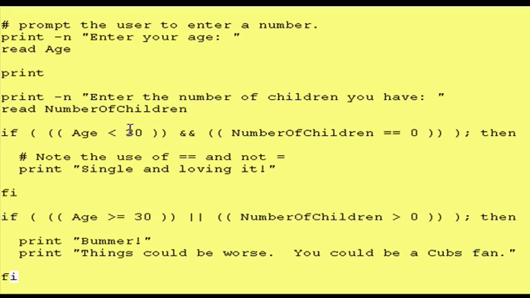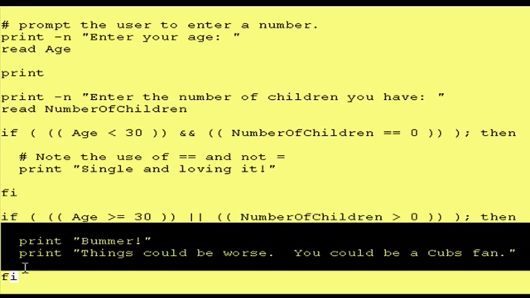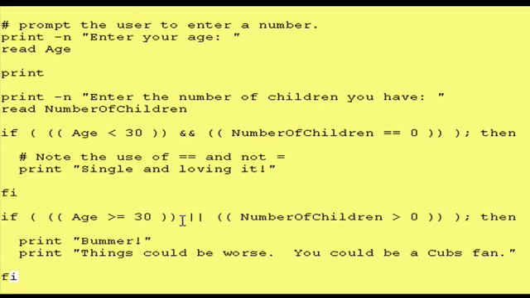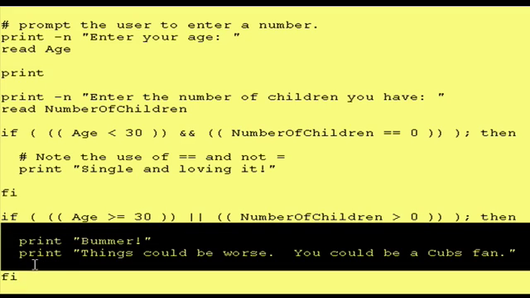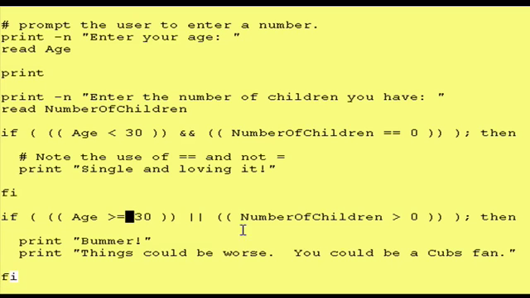Next statement uses a little bit different compounding. This one says, if your age is greater than or equal to 30, or, and that's what these double vertical lines mean, or if your number of children is greater than 0, then do everything in between the then statement and the fi statement. So this is a little different than the previous test. The previous test said if both tests were true, then you go inside of the then portion of the if statement. This one says if either one of them is true, or if both of them are true, then we go inside of the then-to-fi portion.